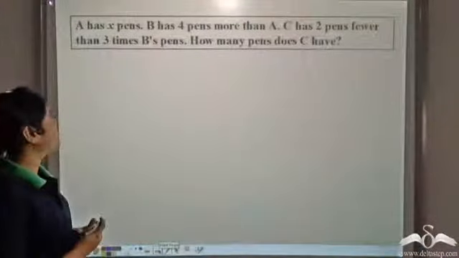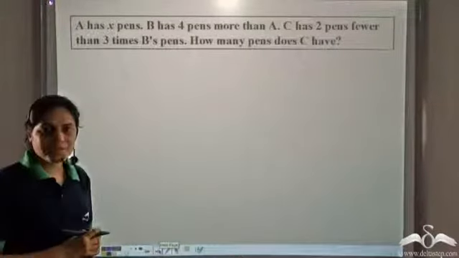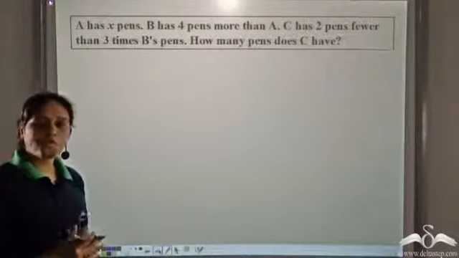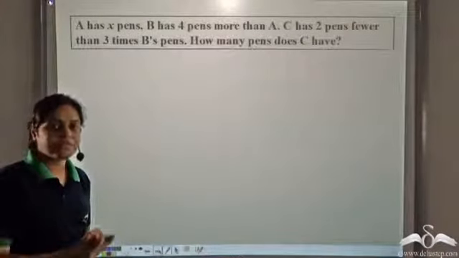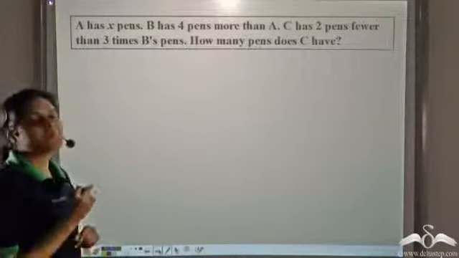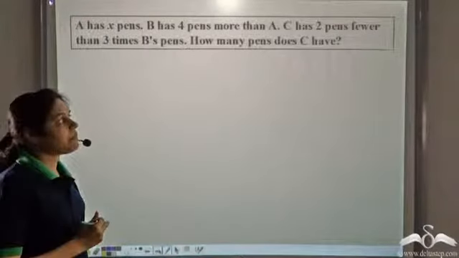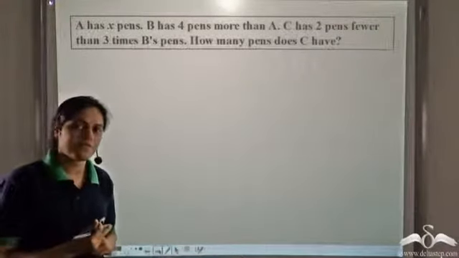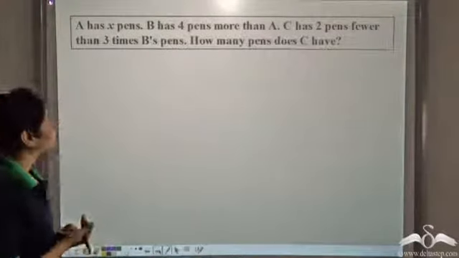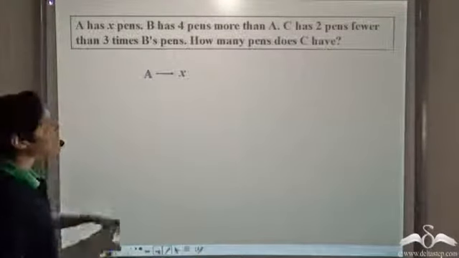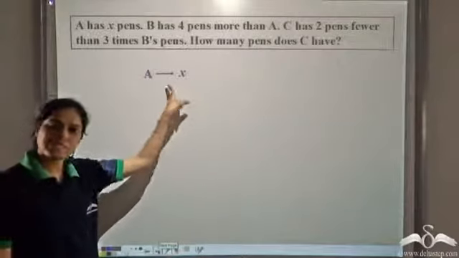Now look at this problem. A has x pence, B has 4 pence more than A, C has 2 pence fewer than 3 times B's pence. How many pence does C have? Well, let us try and solve it step by step. Firstly, A has x pence. This is given to us.